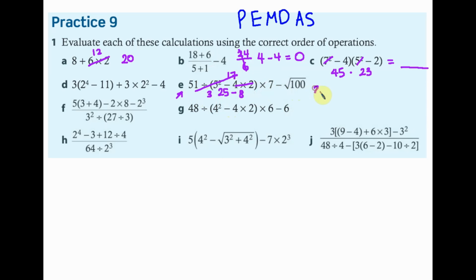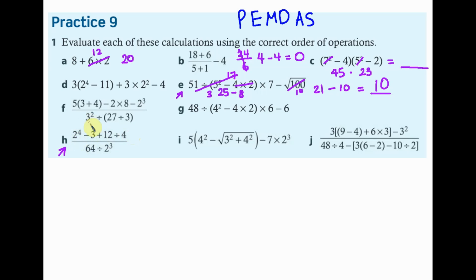So 21 minus square root of 100. What two numbers do you need to multiply to get 100? The answer is 10. So 21 minus 10 is equal to 10. Let's try part H. In this expression, before I divide anything, I have to perform each calculation on the numerator and denominator.